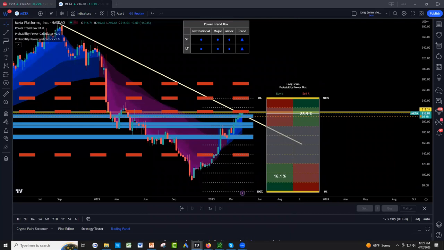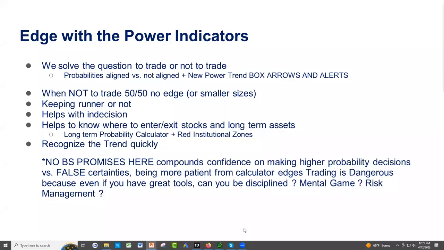No matter what I'm giving you, money management is important. So I'll give you some tidbits that can change your trading. But remember, the tools help to align and answer the questions: to trade or not to trade, to look for a good trade if you have higher than 50% probability of success, to keep runners or not, to increase your sizes or not, to know where to enter, where to exit, by being really good at your calculator synergy with the red institutional zones, the major zones, and the power trend box entry and exit.